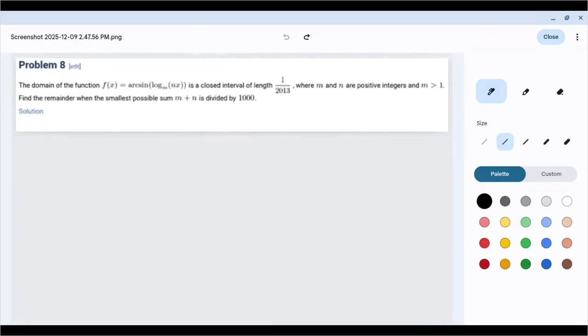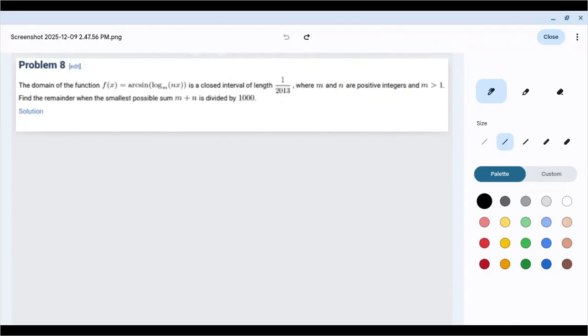So first, the domain of the function f of x equals arcsine of log base m of nx is a closed interval of length 1 over 2013, where m and n are positive integers and m is greater than 1. Find the remainder when the smallest possible sum m plus n is divided by 1000.